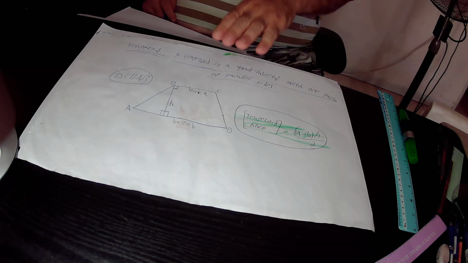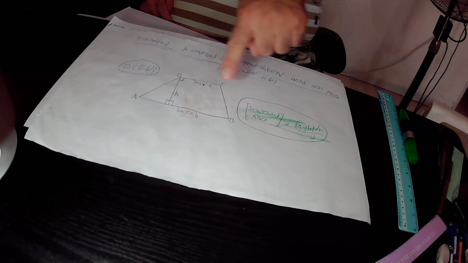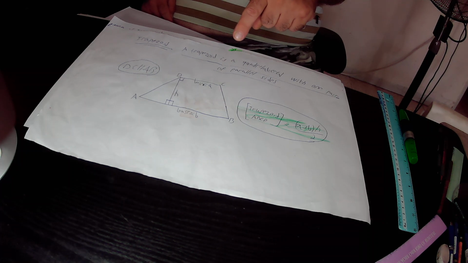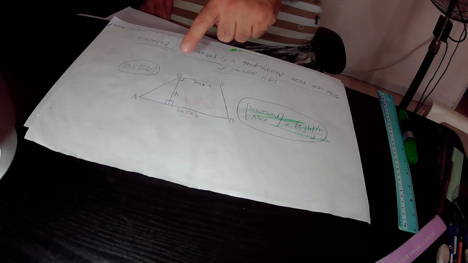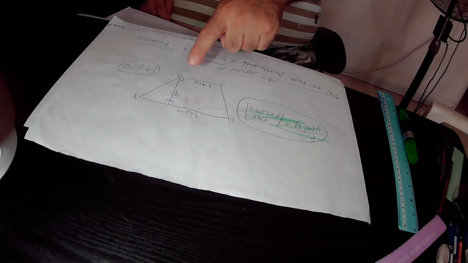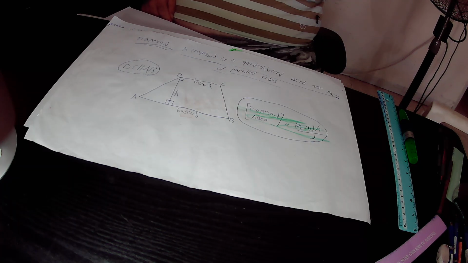If we define the length of side DC as A and the length of side AB as B, then the area of trapezoid ABCD equals the sum of its two parallel sides, that is A plus B, times the height over 2. The height must create 90 degrees with the two bases. So the area of trapezoid ABCD equals the sum of its two parallel sides, that is A plus B, times the height over 2.